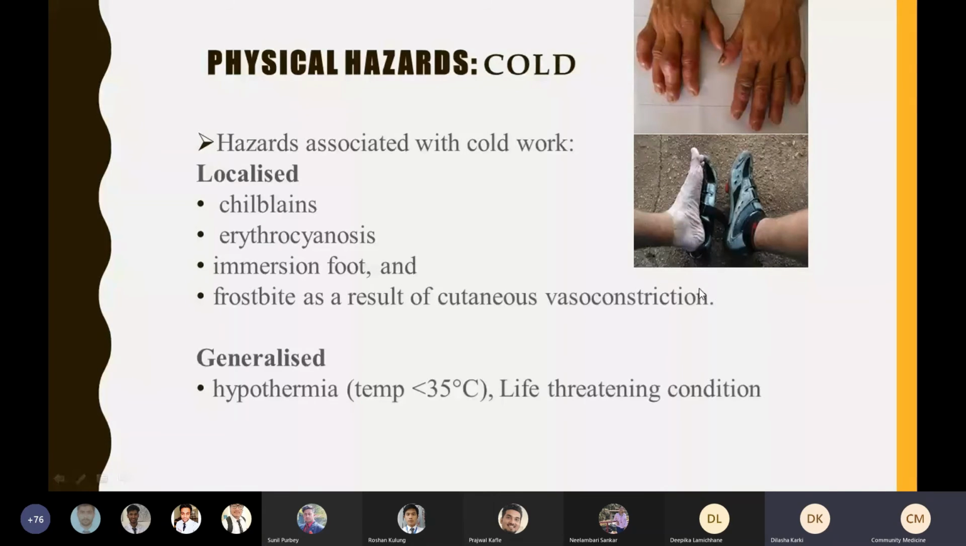Sunira Hasai, can you hear me? Yes, ma'am. What is chilblains?